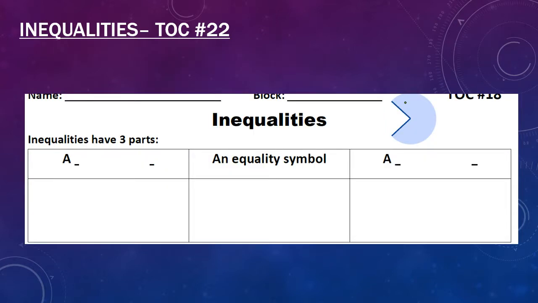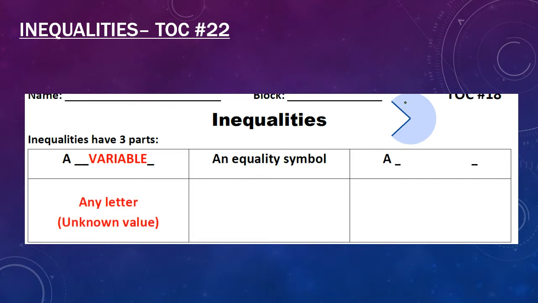All right, for inequalities, these are very similar to equations, but they're slightly different. Instead of having an equal sign, inequalities have an inequality symbol. The three parts to an inequality are, first, a variable, just like an equation has. Of course, that's any letter that stands in for an unknown value.